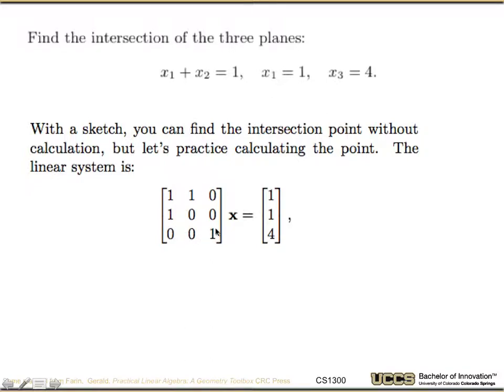Again, we can solve that one using Gaussian elimination or just do a little bit of row fiddling, and you can get your answer is 1, 0, 4. So that gives us our point of intersection.